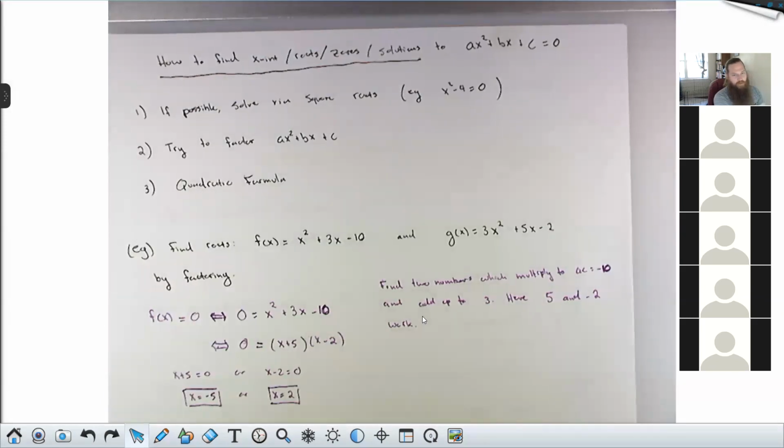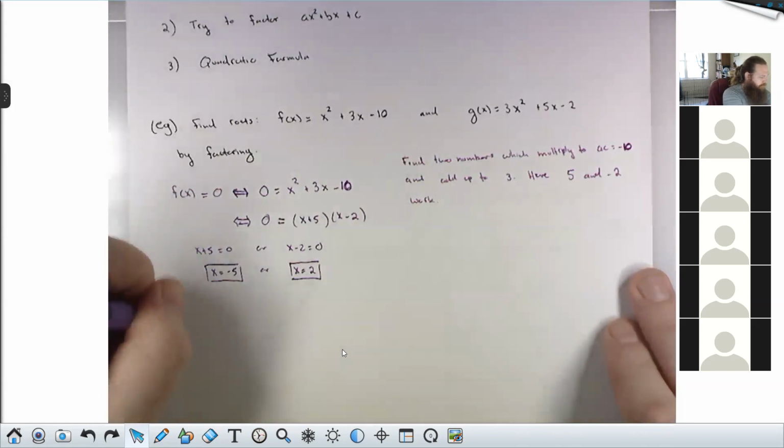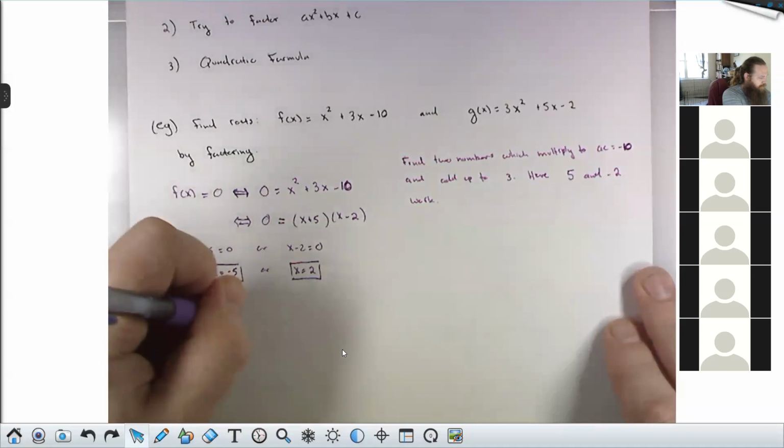This is the easier case. The quadratic does factor, and the lead coefficient here is 1, so it's pretty easy. You just have to find those two numbers. Once you find those numbers, those tell you your factors immediately. The other guy, g of x, he will also factor, but he requires a little bit more work.